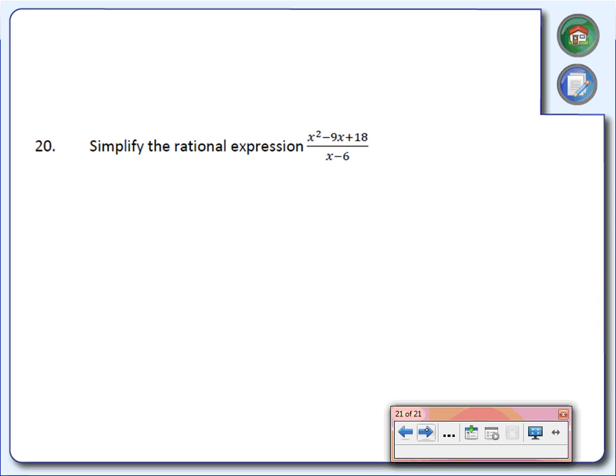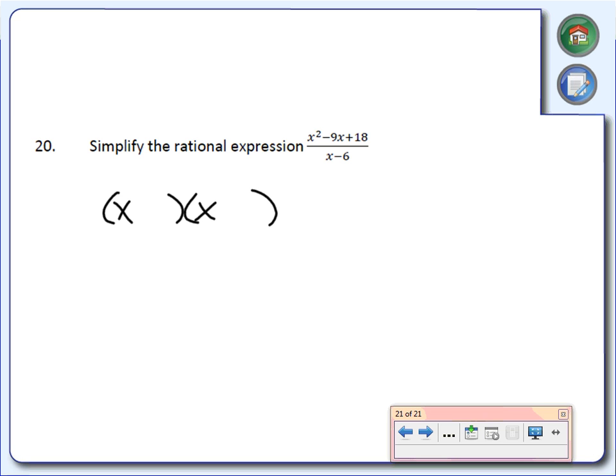Simplify the rational expression. We're going to factor the numerator. X times x is going to give me an x squared. What can I multiply together to get 18 that would also add up to a negative 9?